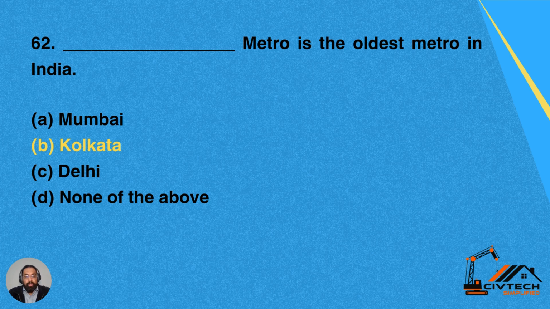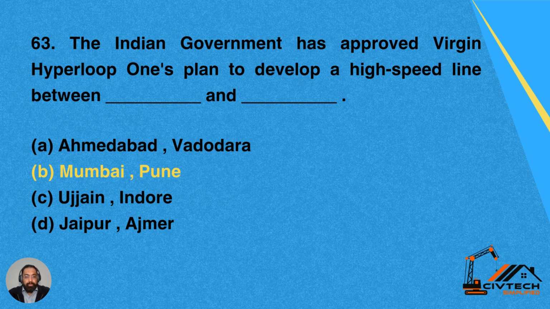Question 62. Dash Metro is the oldest metro in India. Which was the earliest or oldest metro in India? Option A, Mumbai, option B, Kolkata, option C, Delhi, option D, none of the above. So option B, Kolkata metro is the oldest metro in India.